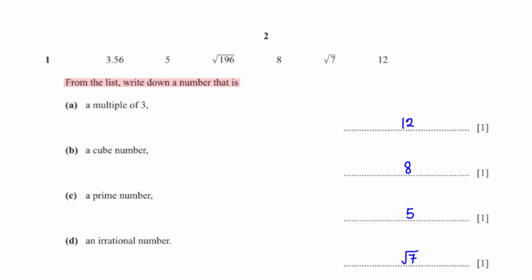Write down a number that is a prime number. From the given list, 5 is a prime number. It has only 2 factors, 1 and itself. Write down a number that is an irrational number. From the given list, root 7 is an irrational number. It cannot be expressed as a fraction.